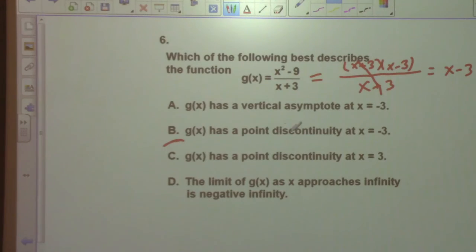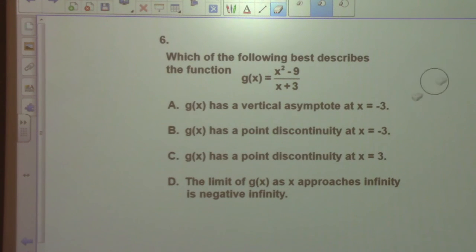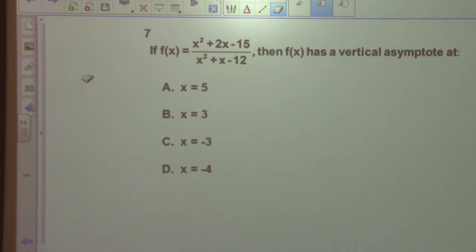What kind of discontinuity is this? Point discontinuity at x equals -3, okay? So tomorrow is going to be a lot of stuff about discontinuities, so watch out for that. The test next week is going to concentrate more on inverses and compositions. Tomorrow, I don't think it's going to have inverses or compositions on it.